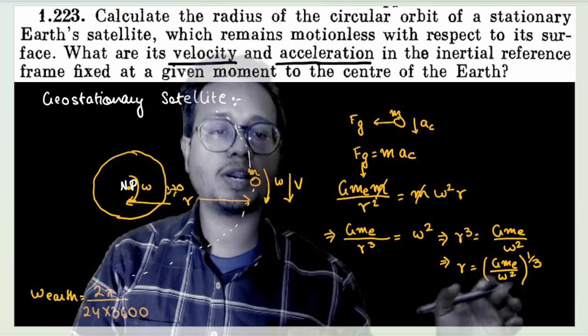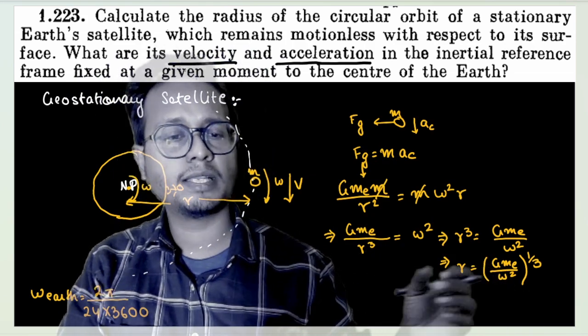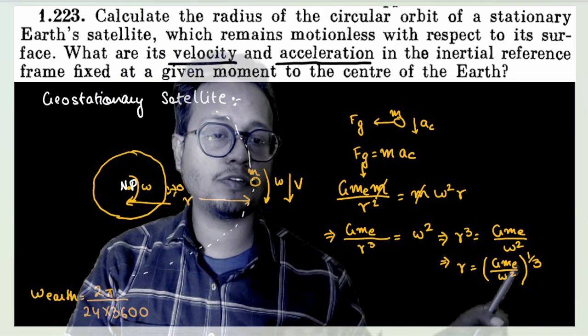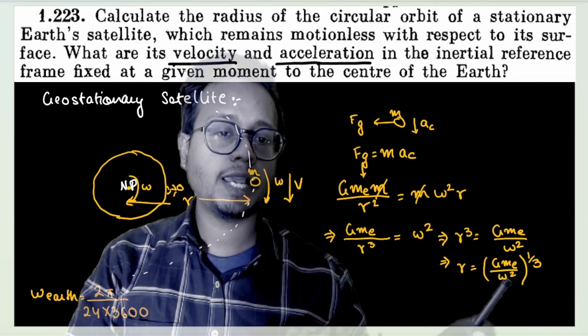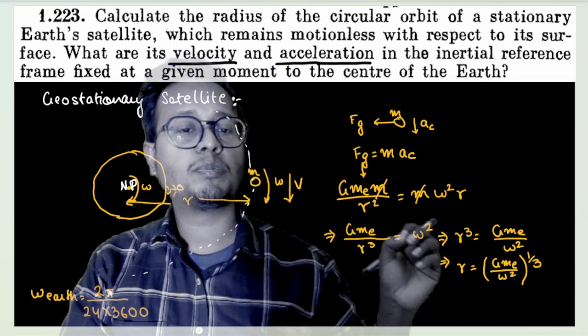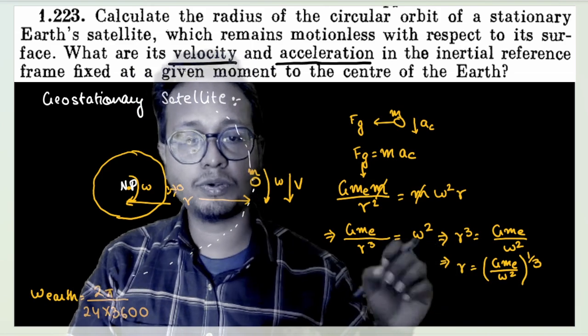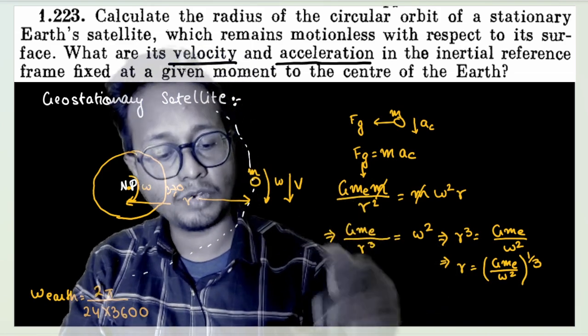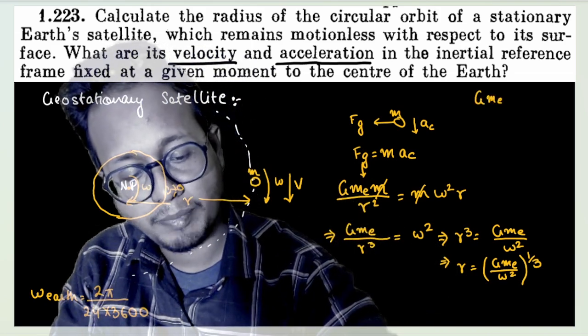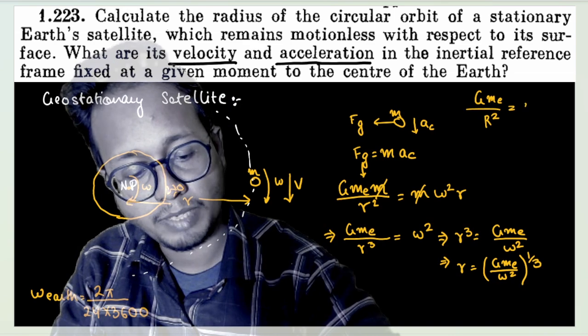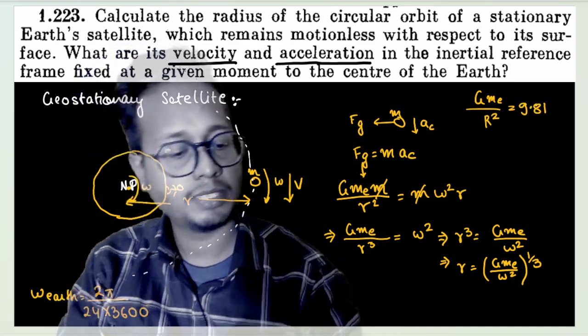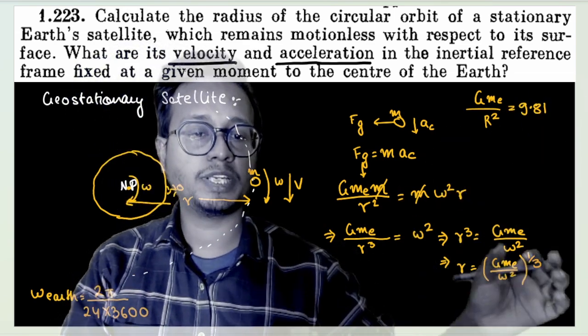So how do I find the value of R? Substitute the value of G, substitute the value of mass of Earth that will be given in the question, and omega you already know. Suppose you do not know the mass of Earth. You already know the radius of Earth, which is 6,400 kilometer, and G Me by R square is 9.81 meter per second square, isn't it? You can also use this value to determine it.